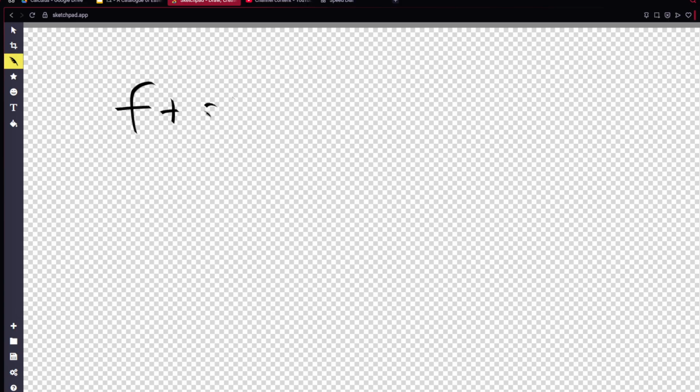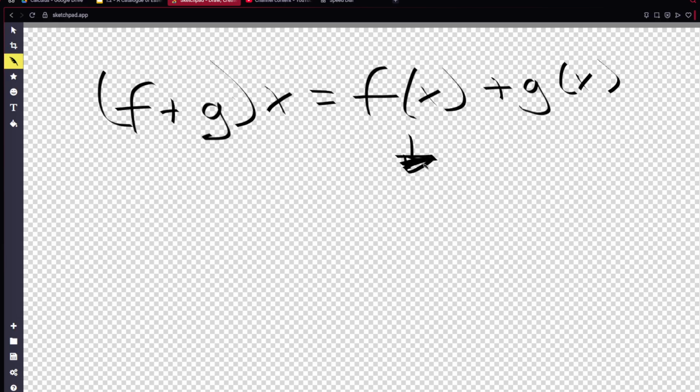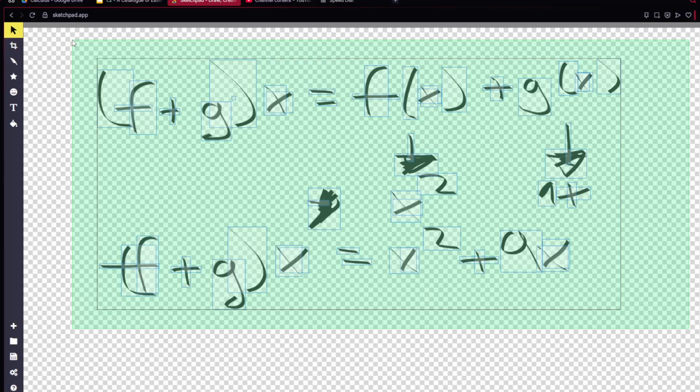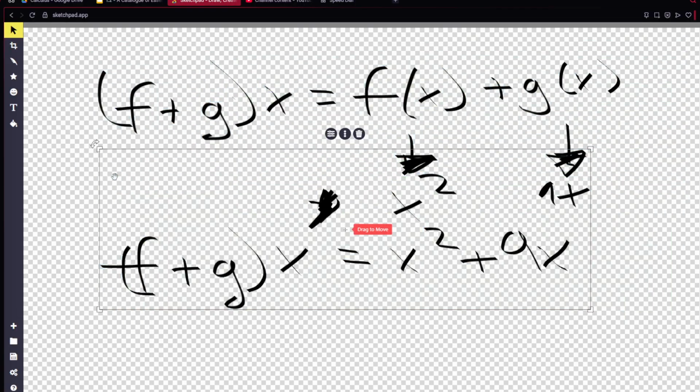So f plus g of x is the same thing as f of x plus g of x. So let's define f of x as x squared and g of x as 9x. So f plus g of x here would just be, guess what? You just add these functions, x squared plus 9x. And the domain is defined as basically the two things here. And I'm gonna get into what an intersection is.